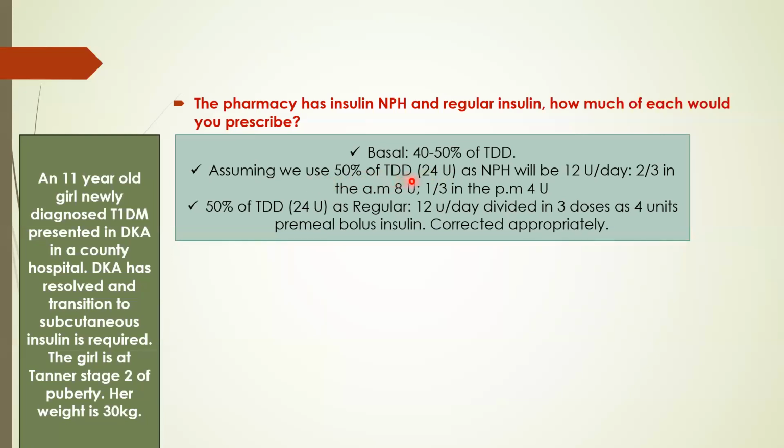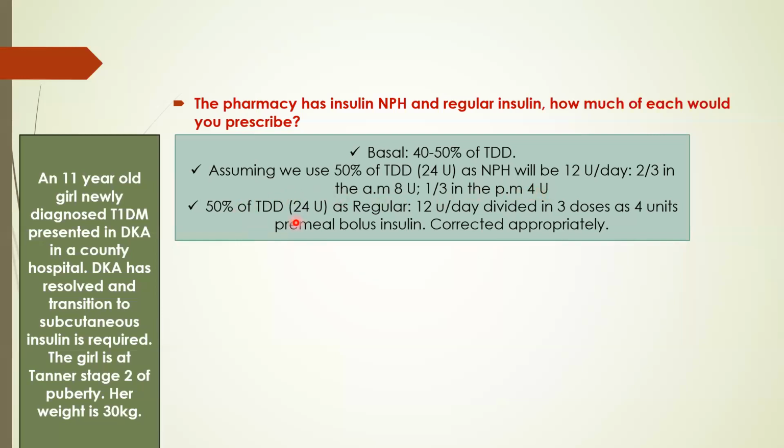50% of the total daily dose, which was 24 units, means the NPH total dose will be 12 units per day. So 2/3 will be given in the morning, that means 8 units in the morning, and 1/3 in the evening, that is 4 units. And I think one of us got that, or several of us have actually gotten that. So your prescription will read NPH 8 units in the morning and 4 units in the evening.